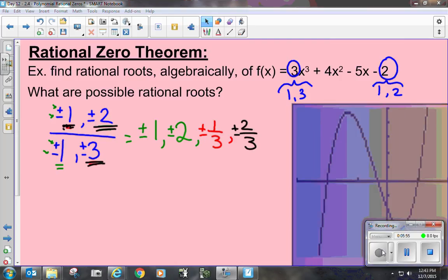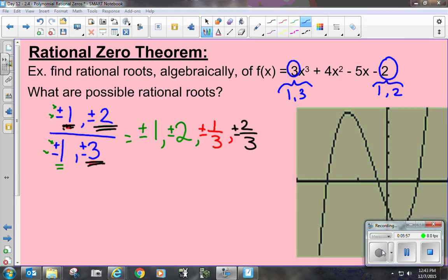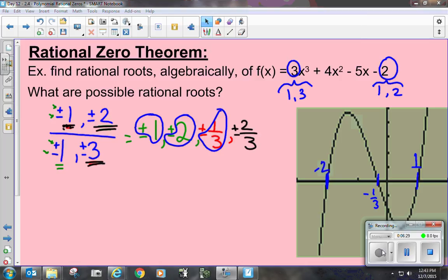And if I look at my graph, right here, this crosses right at a positive 1. So positive 1 is one of my answers. Okay? This right here crosses at a negative 2. So a negative 2 is one of my answers. And this right here is a negative 1/3. So negative 1/3. Remember, this is a list of possibilities. Okay? This doesn't mean all of them are roots. That means if there are irrational roots, they will be one of these. Okay.